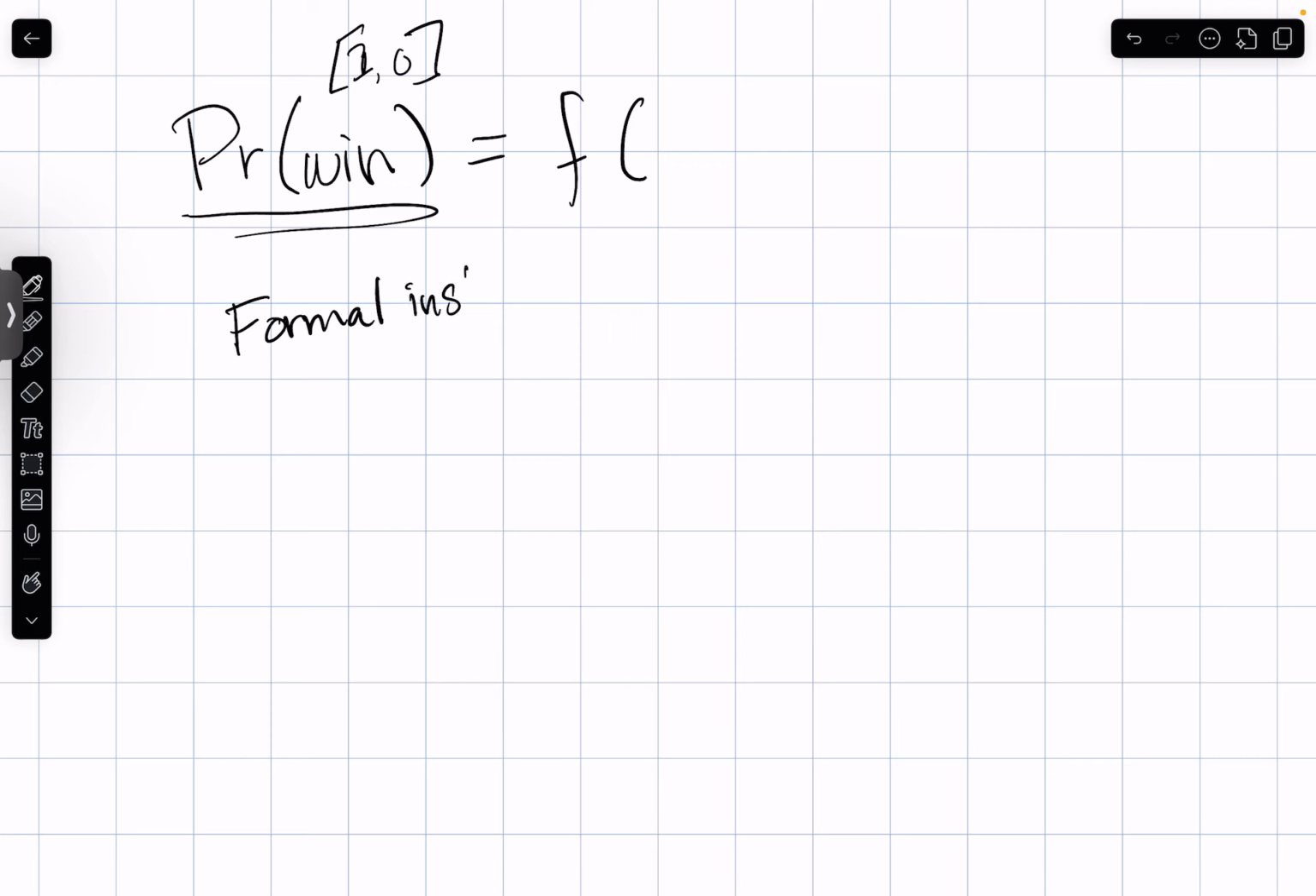So, formal institutional support, right, is equal to, and this is just vector notation here, a set of variables that all fall under this umbrella of formal institutional support.